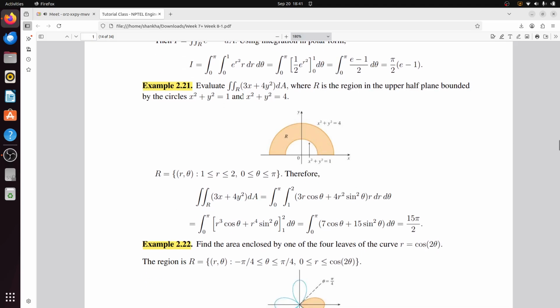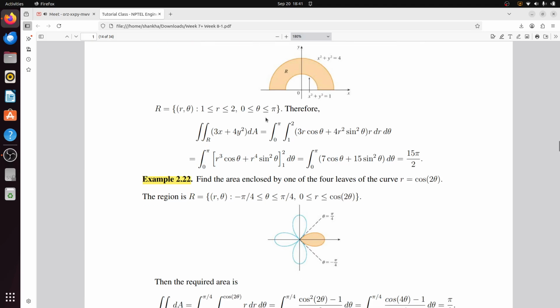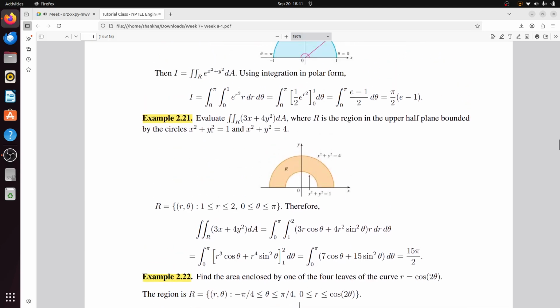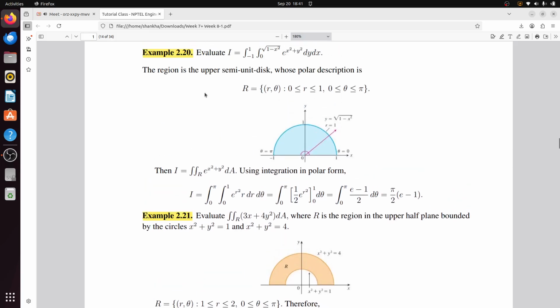Next, evaluate the integral over R of (3x plus 4y square) dA, where R is the region in the upper half plane bounded by the circles x square plus y square equal to 1 and x square plus y square equal to 4. So R equals r, theta. I am giving you 2-3 minutes. You just solve on your own, then I will discuss the problem.